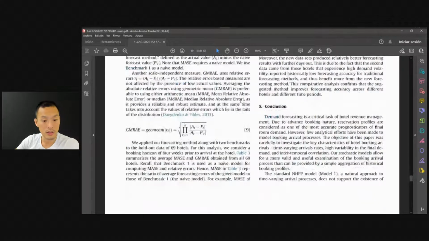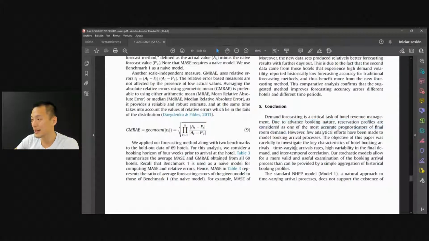And then you keep going down to the conclusion, and you read the conclusion. So read the abstract, read the conclusion. Let's see what the conclusion says. The conclusion says: demand forecasting is a critical task. Due to the advanced booking nature, reservation profiles are considered as one of the most accurate prognosticators of final room demand.